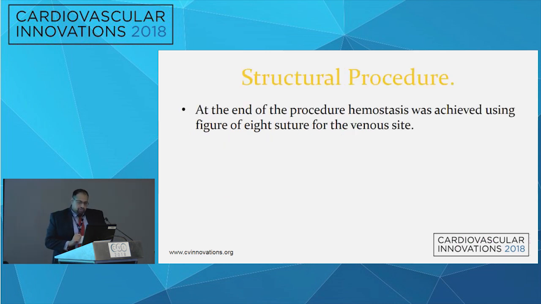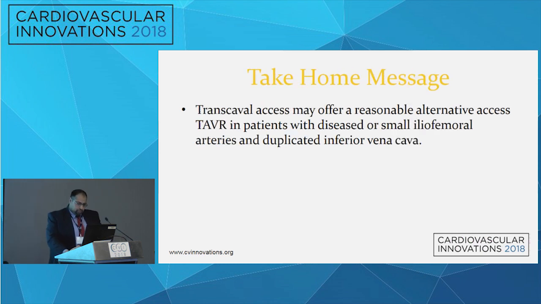We used a figure of 8 suture on the venous side. To be honest, we wanted to use a Perclose at the beginning of the case, but her groin was very deep. We could not even get any flow. So anyway, we were able to achieve hemostasis using a figure of 8 suture.